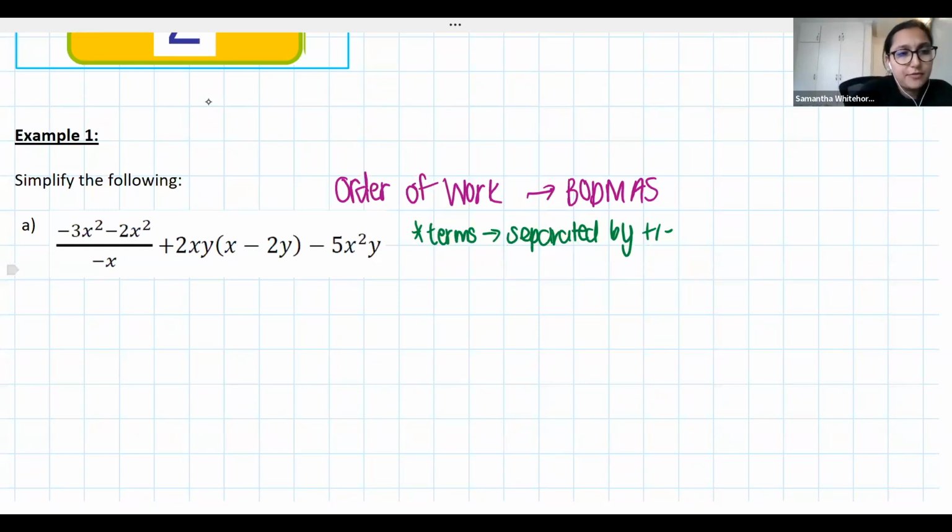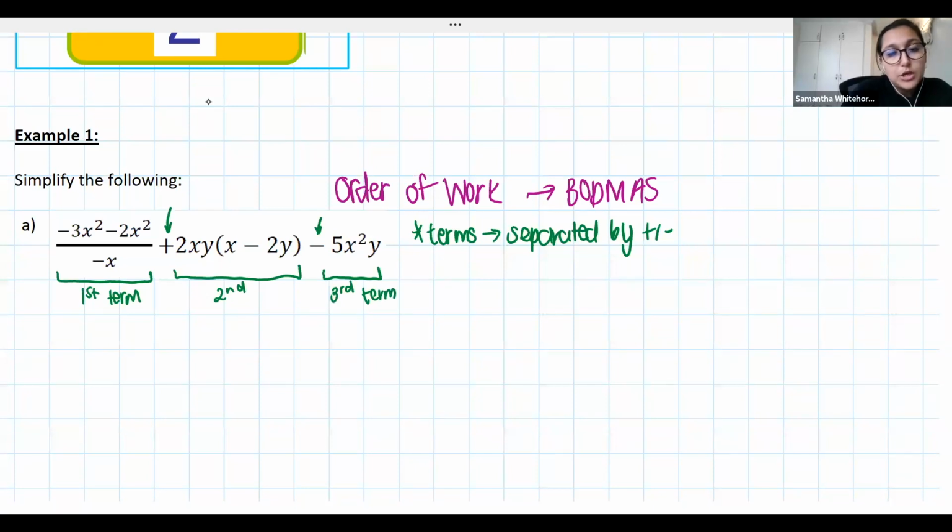So if we look at this very first expression, this whole fraction is my first term. This plus sign is separating the first term from the second term, which is the 2xy times the bracket. And this minus sign is separating my second term from my third term, which is minus 5x squared y. So plus and minus signs separate my terms, and I need to know how many terms I'm working with and what my terms are, because in order for me to apply BODMAS, knowing my terms is very important.